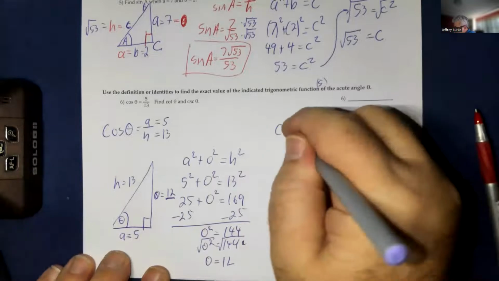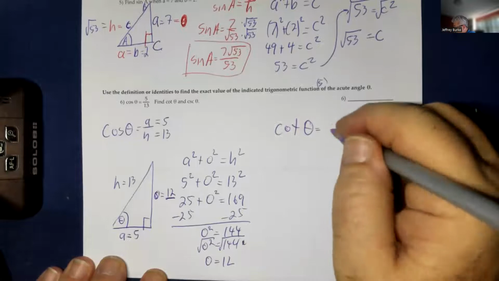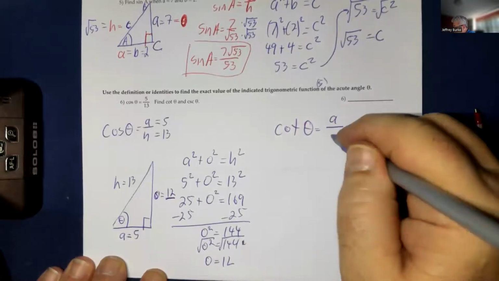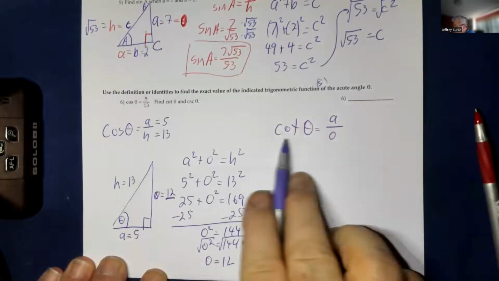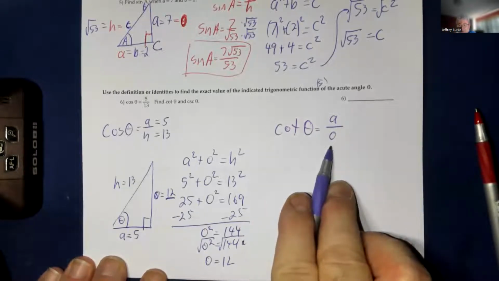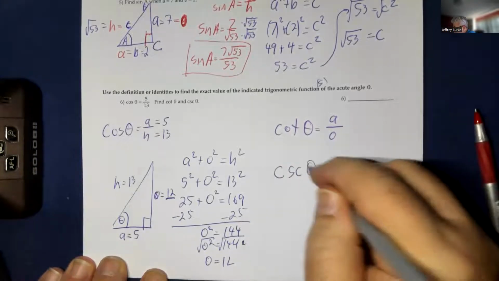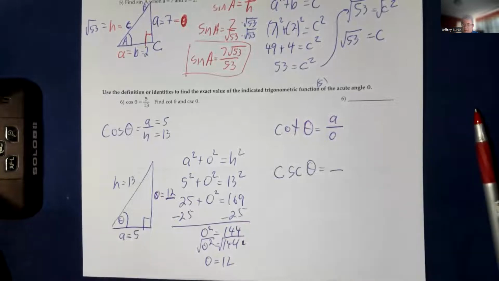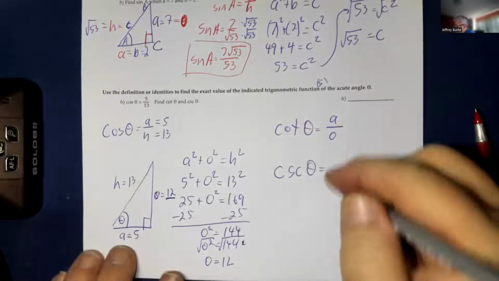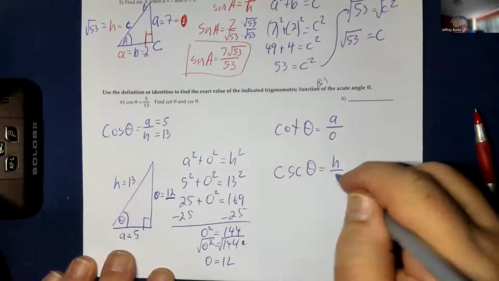So the cotangent of theta is going to equal the adjacent over the opposite. But remember that tangent is opposite over adjacent, so cotangent is going to be the reciprocal of that, which is adjacent over opposite. And the cosecant of theta, well, the reciprocal of that is the sine. And since the sine of theta is equal to the opposite over the hypotenuse, the reciprocal, the cosecant, is going to be equal to the hypotenuse over the opposite.